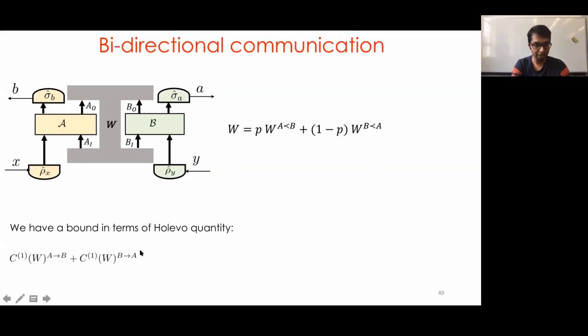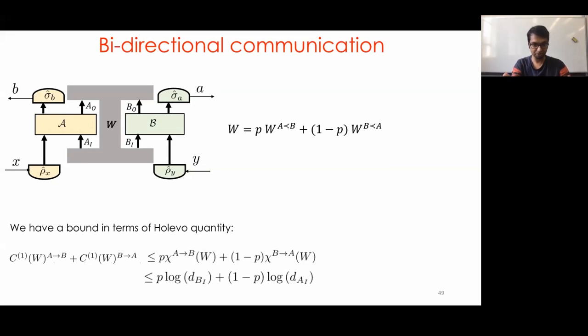So we approached the problem from the perspective of capacities of process. Specifically, we wanted to evaluate this quantity, the one-shot capacity in the direction of Alice to Bob and Bob to Alice. And we figured out that for a causally separable process, this bound is satisfied. And this quantity would be bounded by the dimension of the receiver's input quantum system. This is a more generalized bound possible for bidirectional communication. Note that when d_B^I equals d_A^I, this whole inequality reduces to log d, which is the previously obtained inequality in Milz's paper.